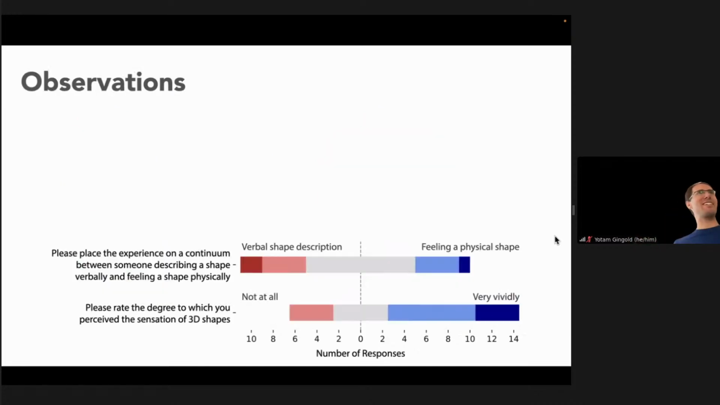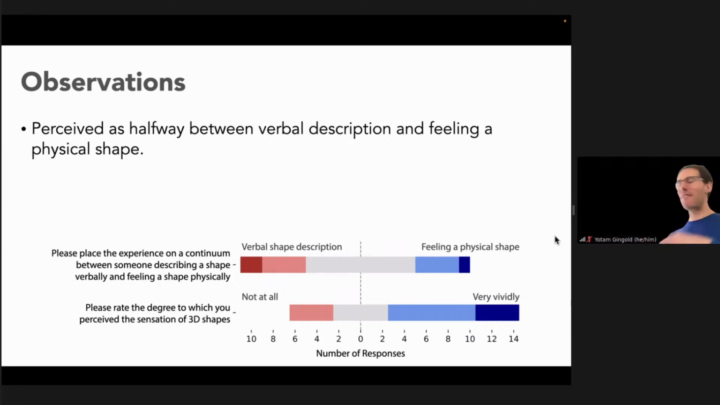So we also asked an overall question, which is: place this experience on a continuum between someone telling you about a shape and feeling a shape physically. Where is Shape Sonic? It's halfway between. And to which degree do you perceive the sensation of 3D shape? Also halfway between. So I think that's a win. There's no way we're going to give someone the sensation of physically touching a shape without tactile feedback. That was not in the cards. So I'll take halfway. I'm very happy with that.